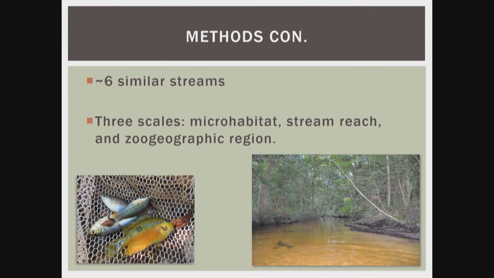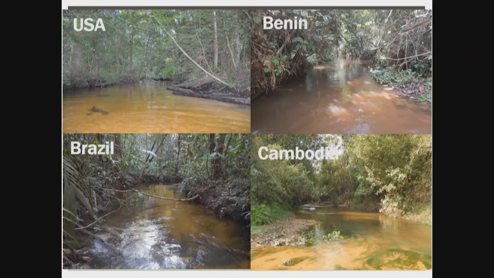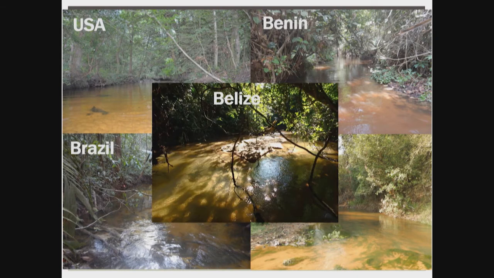And every time I went to a place, I tried to sample at least 6 streams, and they had to be similar. So I was trying to restrict the confounding variables and find very, very similar streams all over the place. So here's some pictures of those streams. They had to be sandy bottom, low gradient, forested and pristine. And here's just a picture of Belize. This is a pretty hard thing. It's probably the hardest part of my project, actually finding these sites wherever I went.